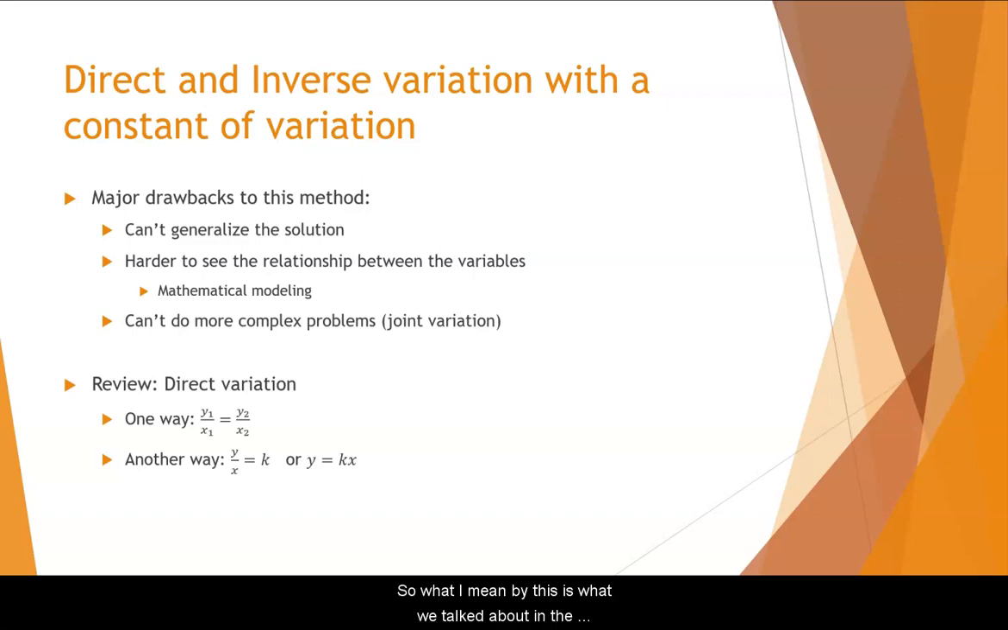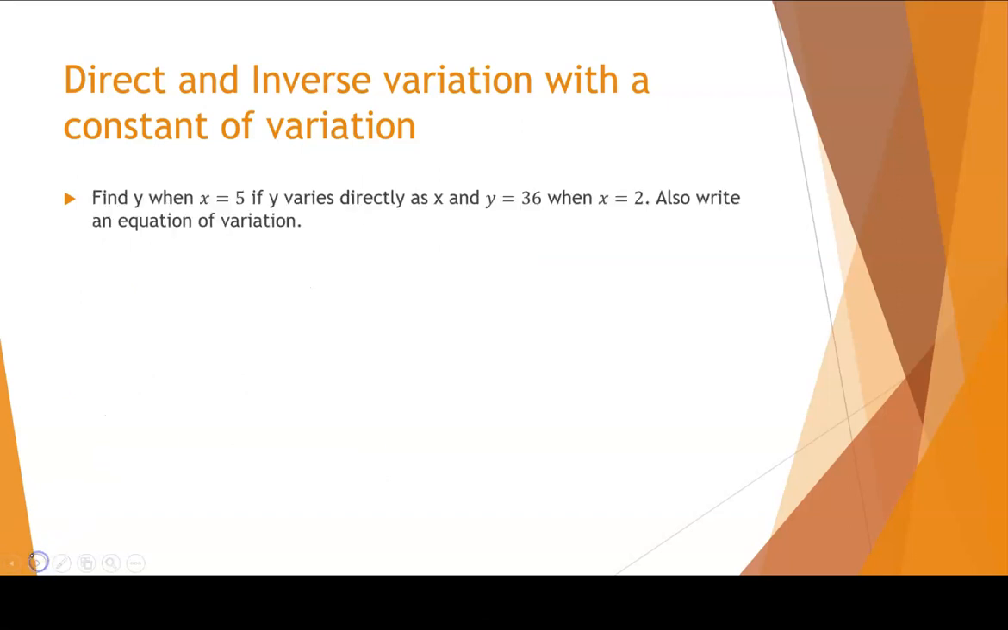What we talked about in the first video is that direct variation followed this proportion. But another way to think about that is to say that this proportion just equals a constant of variation, k. We can manipulate this equation by multiplying x on both sides to end up with y equals kx. This is a model for direct variation.